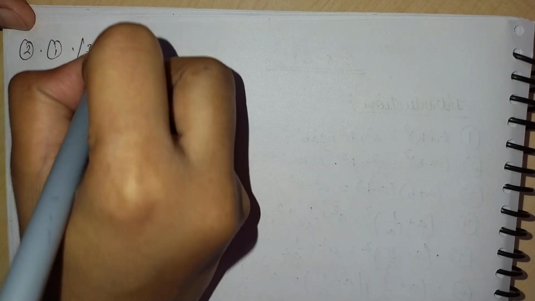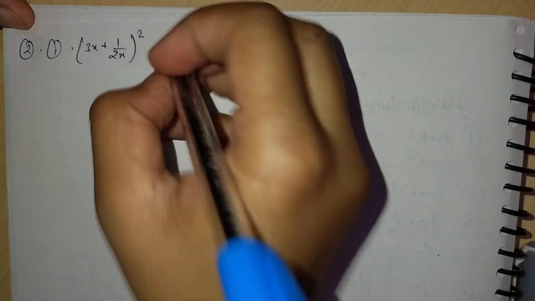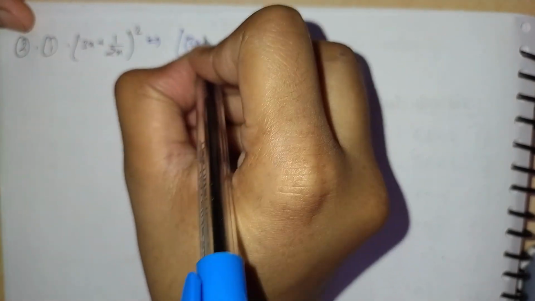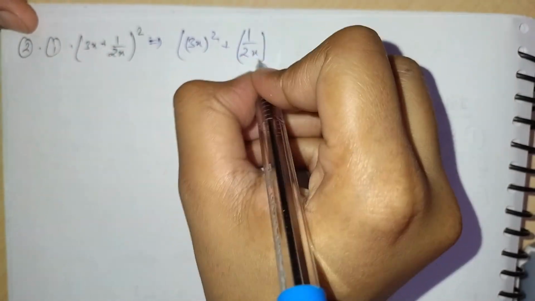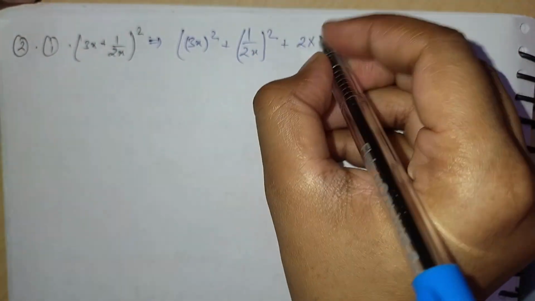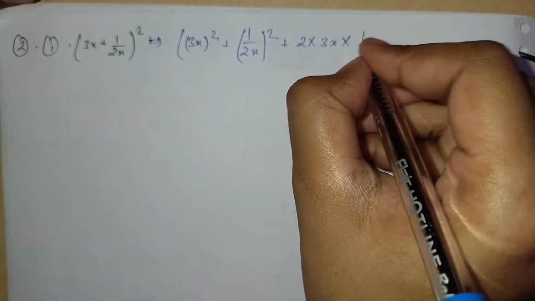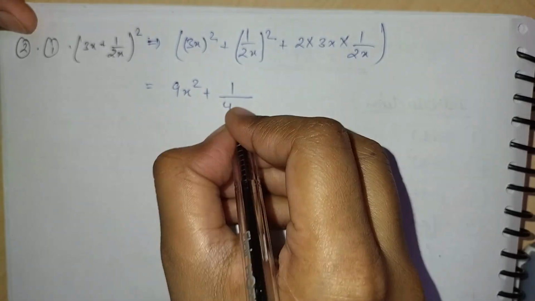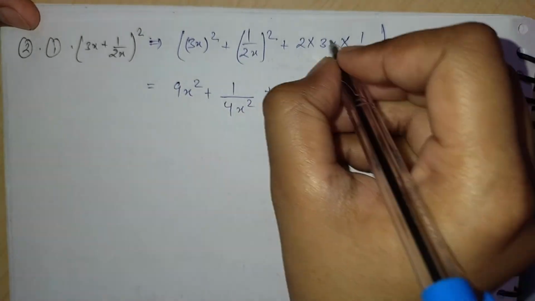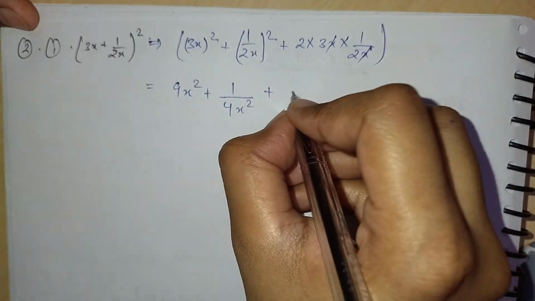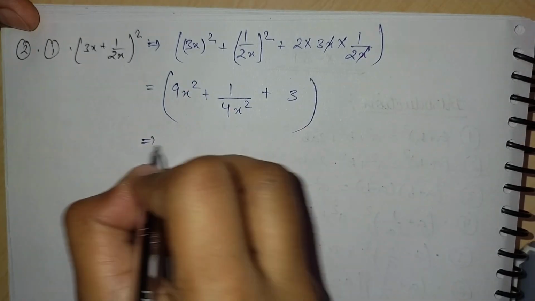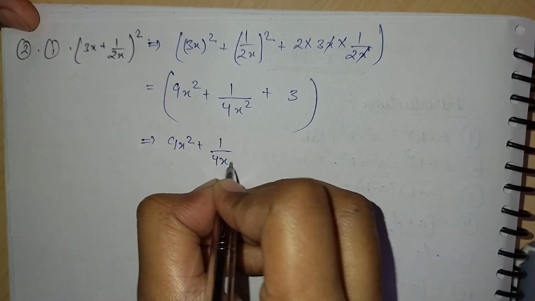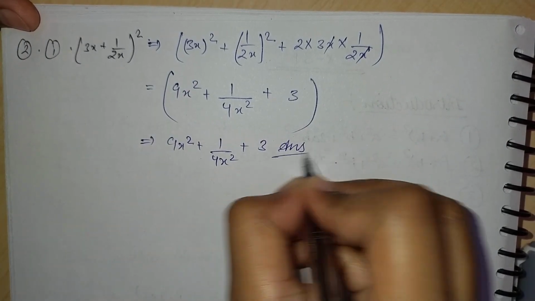Now the next part is (3x plus 1 by 2x) whole square. On solving we will get (3x) whole square plus (1 by 2x) whole square plus 2 into 3x into 1 by 2x. On solving it, we will get 9x square plus 1 by 4x square plus, on solving, 6 by 2, so 3. So 9x square plus 1 by 4x square plus 3 is the answer in this question.